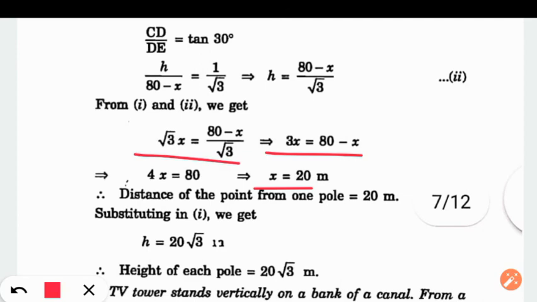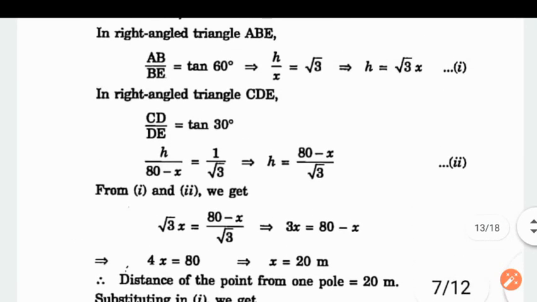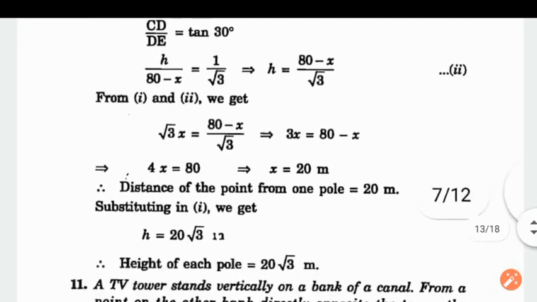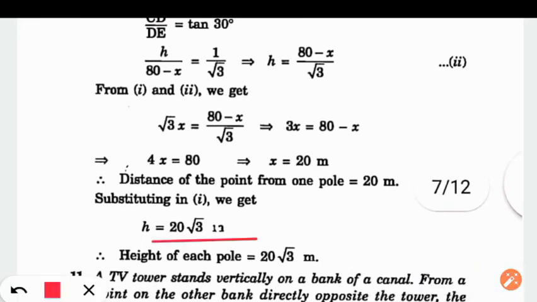Hence, the distance of the point from one pole is 20 meter, and from the second pole it will be 60 meter. And what will be the height? What is h? In equation 1, h is root 3 x. So put the value of x, you will get 20 root 3 meter. Hence, the height of each pole is 20 root 3 meter.